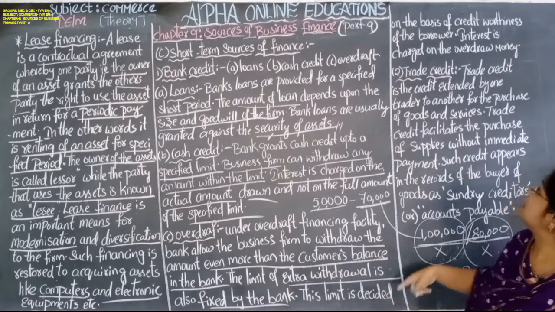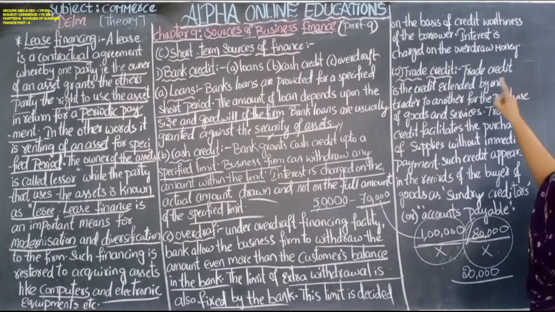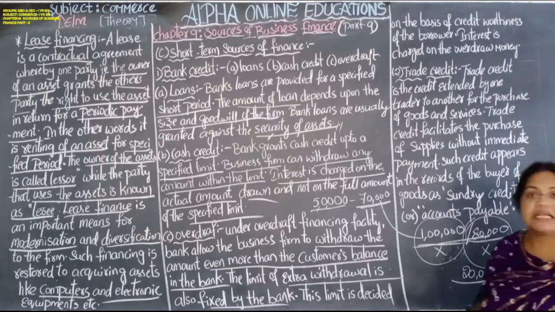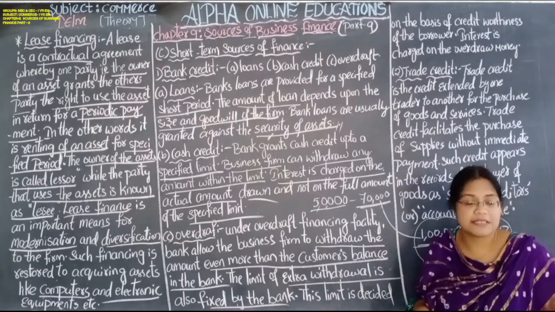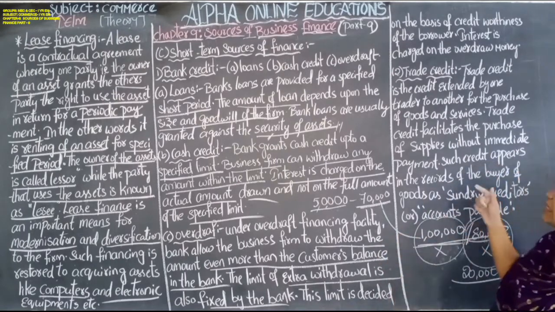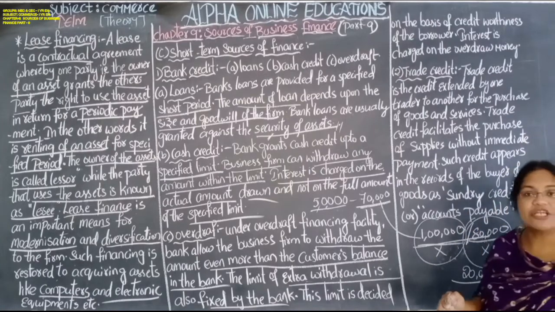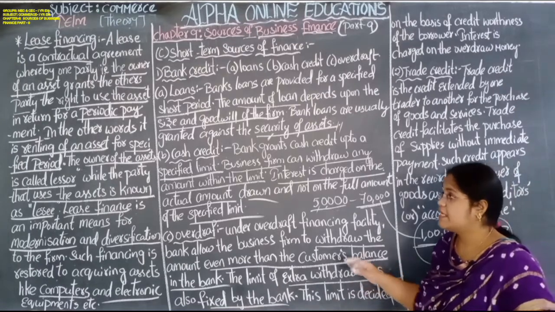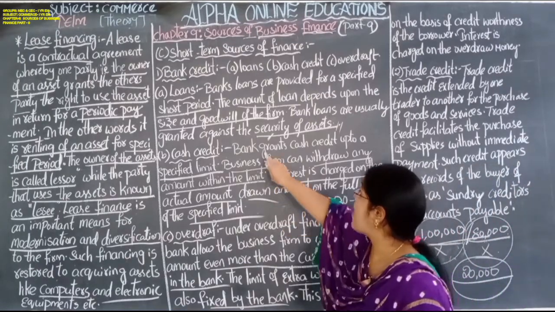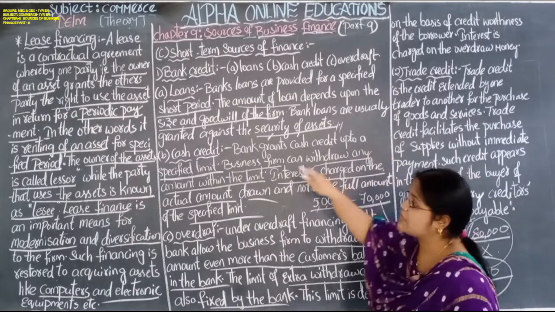This limit is decided on the basis of the creditworthiness of the borrower. Creditworthiness means how much credit is there in his account. Based on that, the credit limit is fixed for the borrower. Interest is charged on the overdrawn money. Whatever amount is overdrawn, on that the bank will charge the interest.